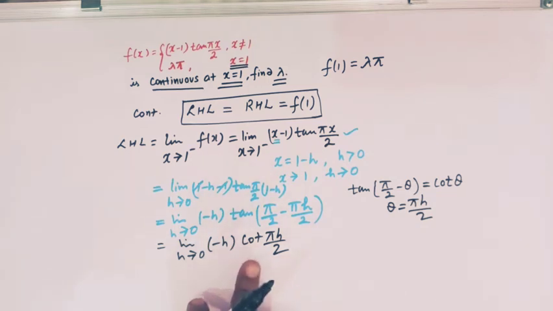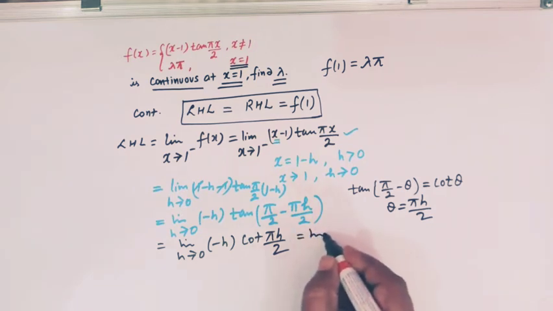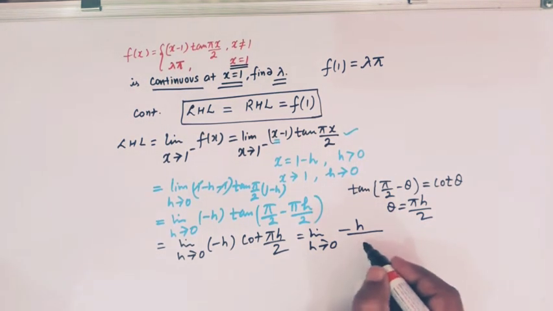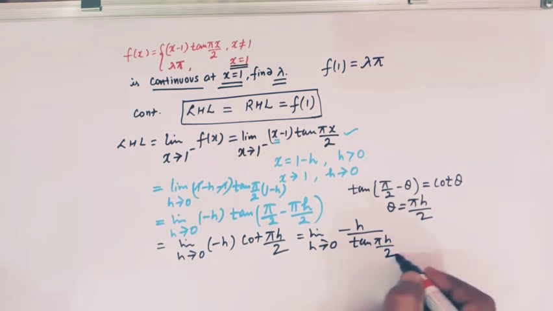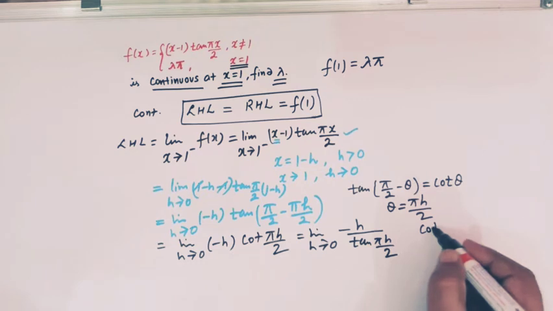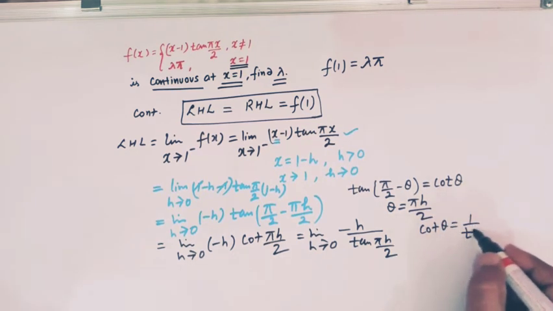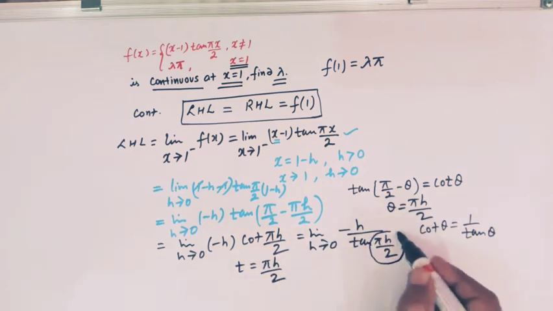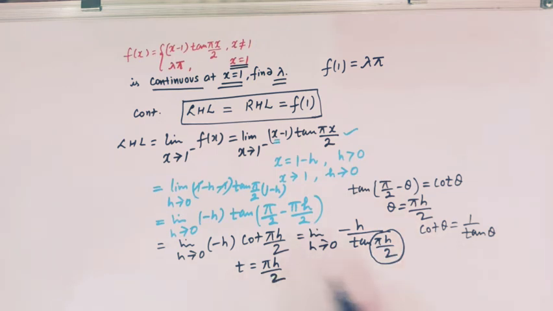Okay, so now we can write this expression as the limit as h tends to 0 of -h over tan(πh/2), because cot θ is equal to 1 over tan θ. Now we can again make a substitution, and let me substitute t = πh/2, because when h tends to 0, obviously t tends to 0.